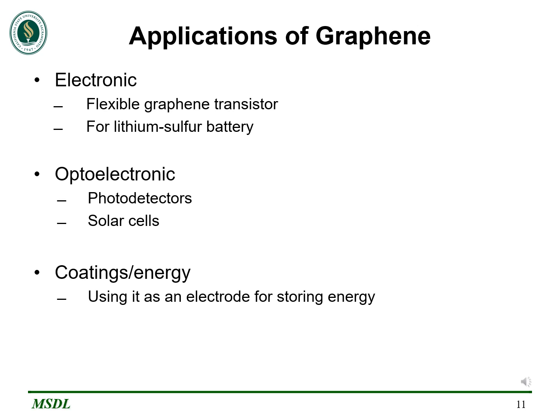In the optoelectronics industry, graphene has been used to create photodetectors and solar cells that are highly sensitive to light. Its ability to absorb light across the broad spectrum makes it ideal for use in imaging and sensing applications. It has also been used in coatings and energy storage applications.